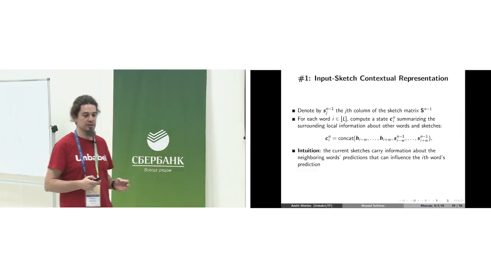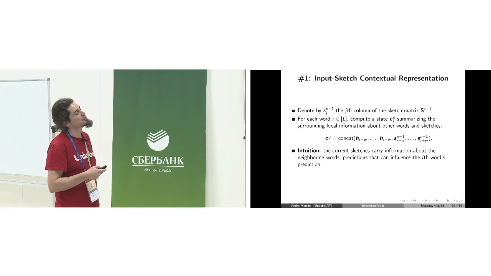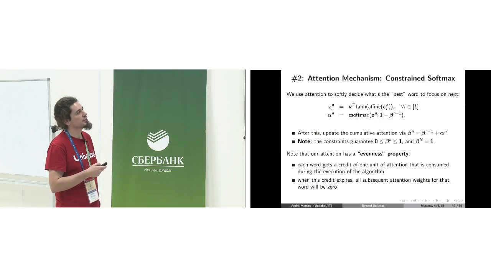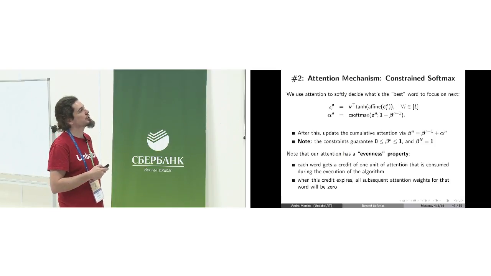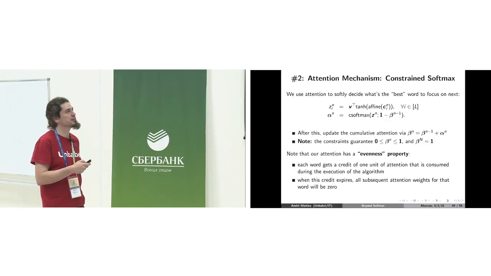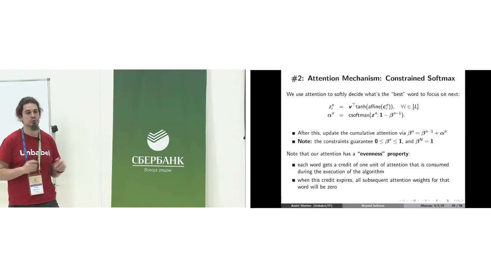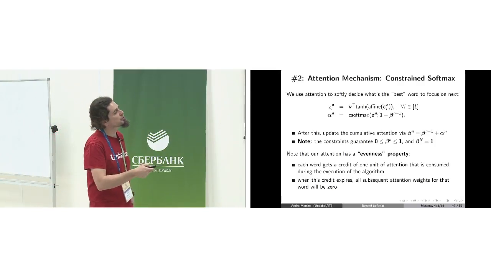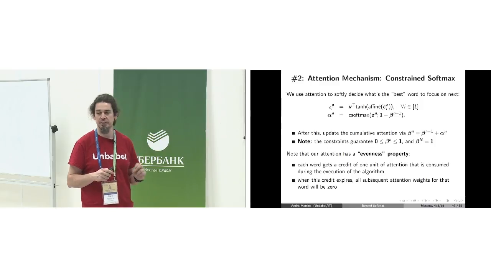Now that we have these vectors c_i, we compute an affine transformation of c_i, using something similar to Bahdanau attention. So this is a feed-forward layer, and then an inner product with a parameter vector v. This gives us a score z_i for every word of the sentence. Then you need to convert that to an attention probability, and this is where we use the constrained softmax attention. Basically, we keep track of how much cumulative attention has been placed on each word.